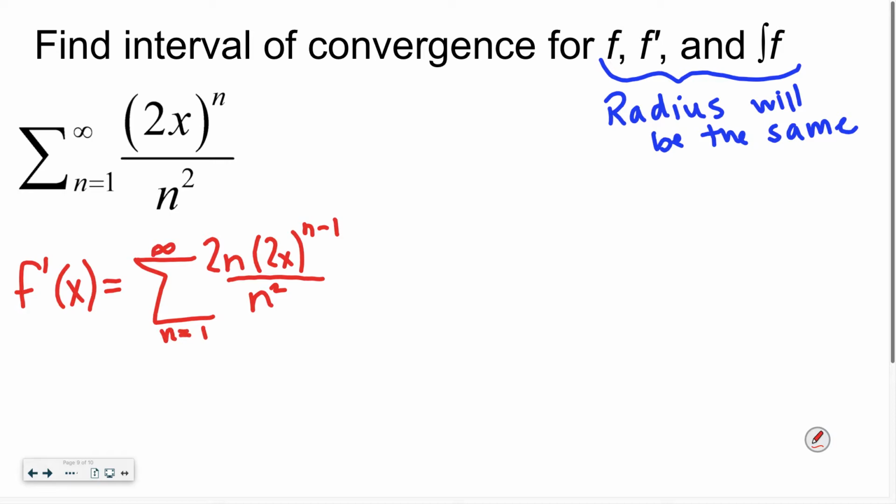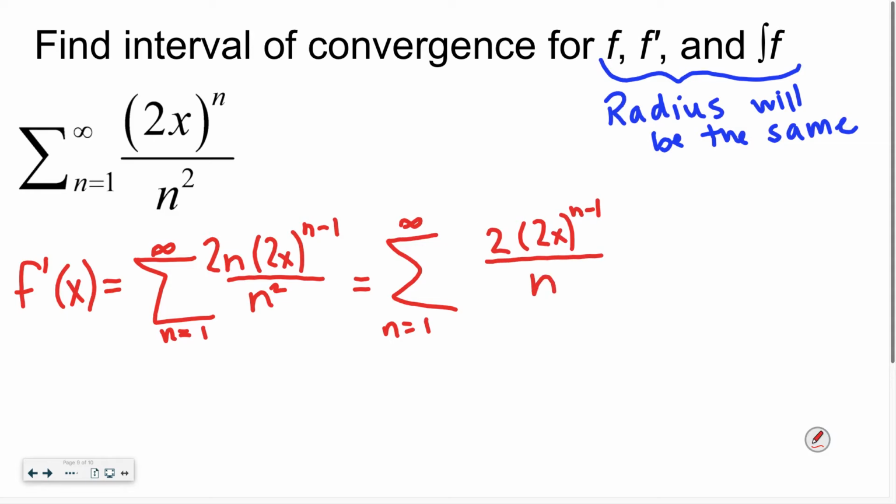Okay. So here, our interval of convergence, well, we could simplify this, right? Which I would simplify to be 2 times 2x to the n minus 1 all over n. Your radius is still 1/2, which means your interval is still going to go from -1/2 to +1/2. You'll just have to recheck those endpoints now that we've had a little bit of an adjustment.